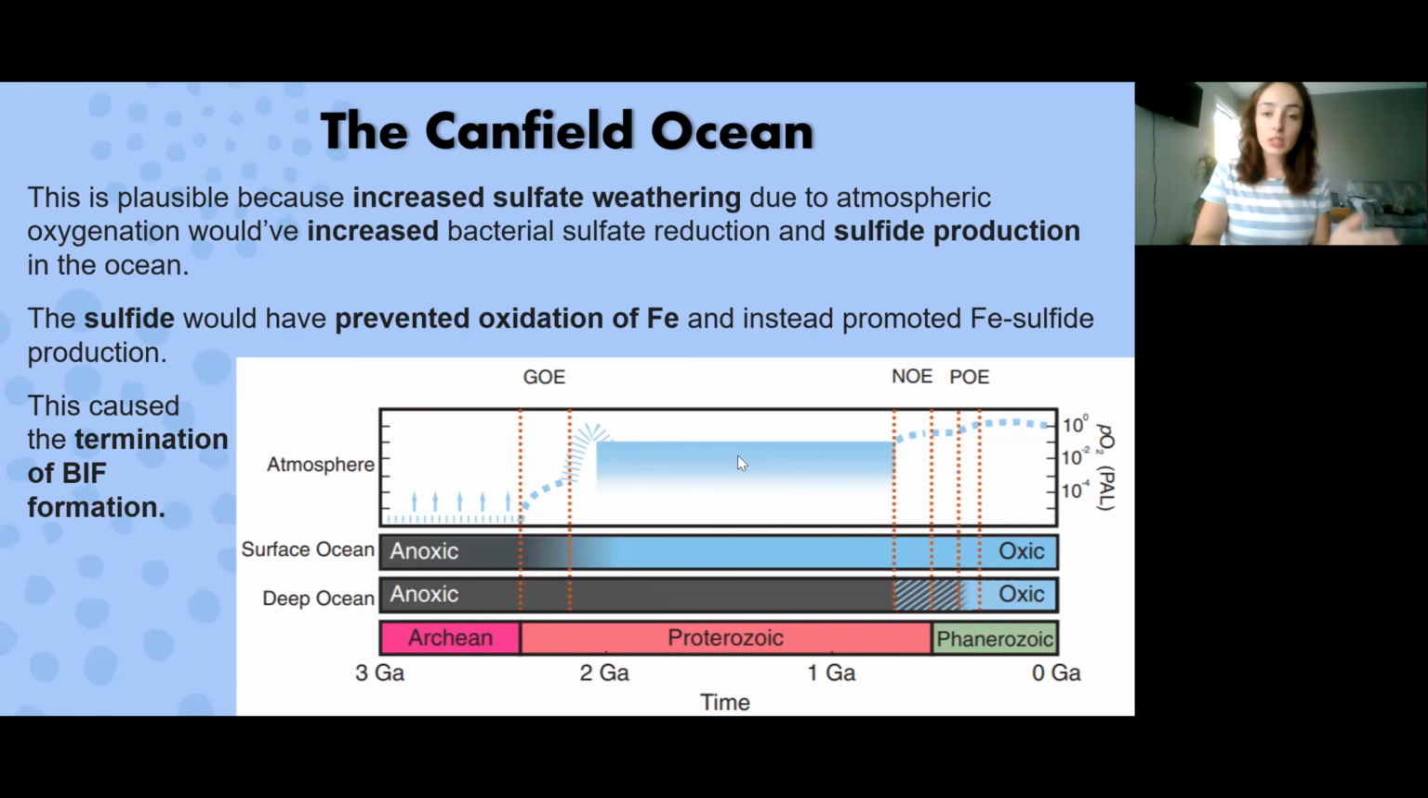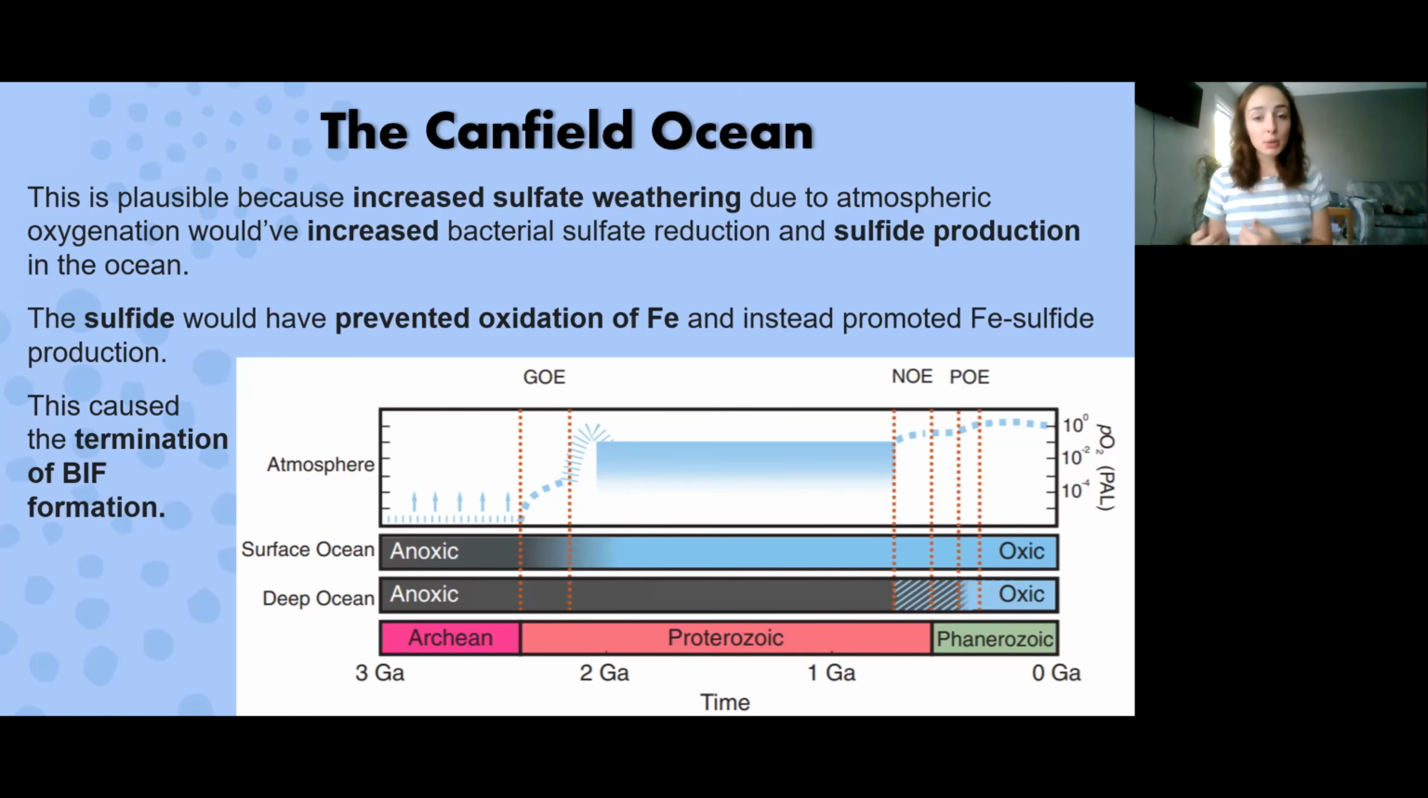Then sulfate was transported to the oceans, and this is where bacterial sulfate reduction took hold. Bacterial sulfate reduction is just a process in which bacteria can reduce sulfate to sulfide, and this is their metabolism. This is how they gain energy. So they were taking this sulfate that was coming in large amounts to the ocean from continental weathering and producing sulfide. And this production of sulfide was increased so much that it would have prevented further oxidation of iron after the BIF formations.